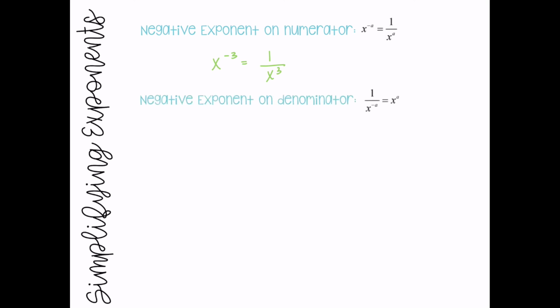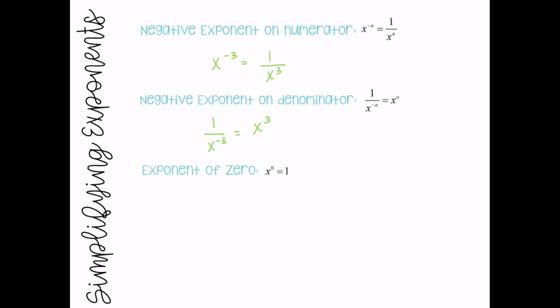Now, if you have a negative exponent on the denominator, then it needs to be moved to the numerator in order to become positive. So again, if I have 1 over x to the negative 3, I will actually just have x to the 3rd. It will be positive because I moved that negative exponent up to the numerator.